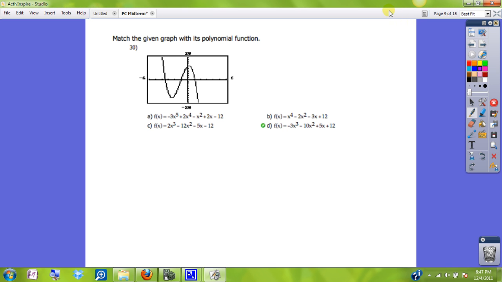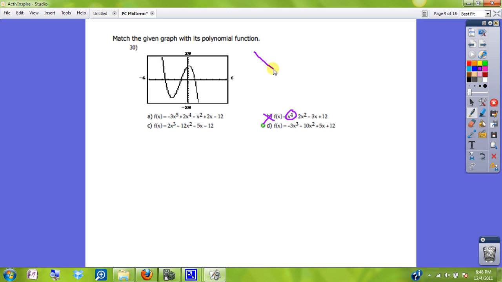All right, and the last question is match the graph with its polynomial function. And I just want to take a look at, the answer is obviously letter D, but let's see why. We have a graph that has opposite end behavior, and the only polynomial functions with opposite end behavior are odd degree equations. And that would disqualify letter B because it is even. Now, the other thing we'll notice is that it's rising to the left and falling to the right.